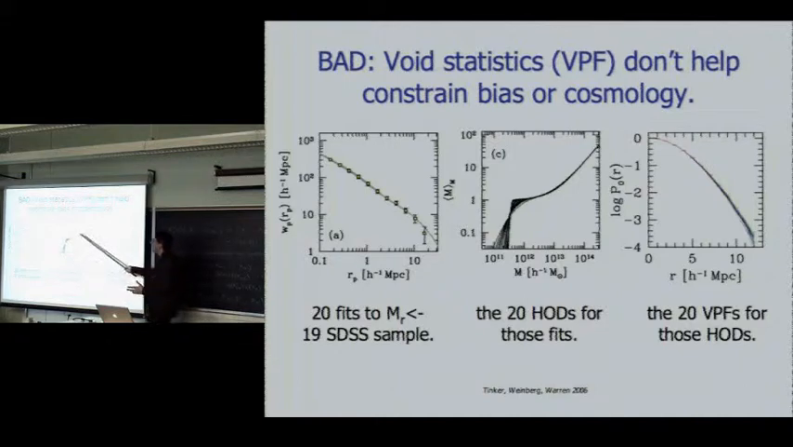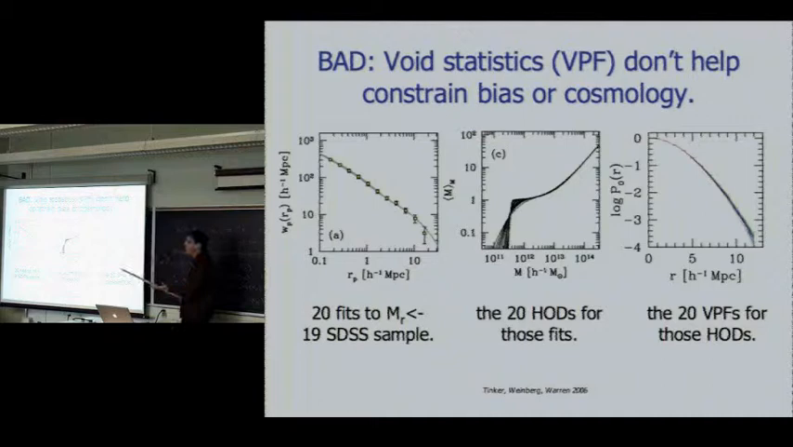However, if I predict the void probability function for these 20 models, I get something which looks like this. Now, the void probability function is a very simple statistic. If I have my galaxy distribution, I plop down a random sphere in the galaxy distribution of some radius r, what is the probability that it's empty? You put down a million spheres, what percentage are empty? That's your VPF. And so these are the 20 VPFs for these different models.